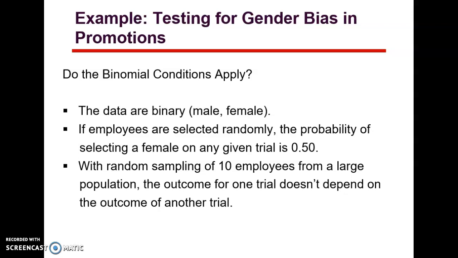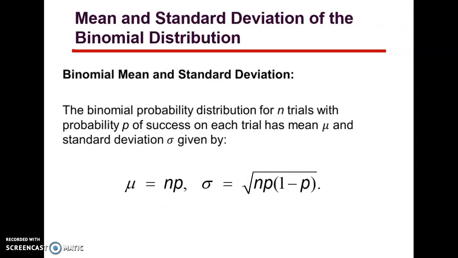And if you have a large population, the randomness of taking 10 from a large population ensures that one trial doesn't depend on the outcome of another trial. Now large here is because they're not actually putting the employees back into the pot. So this is like cards, this is without replacement. But you can get away with it if you have a large enough population you're choosing from. It doesn't affect the probability very much. So it's an approximation.